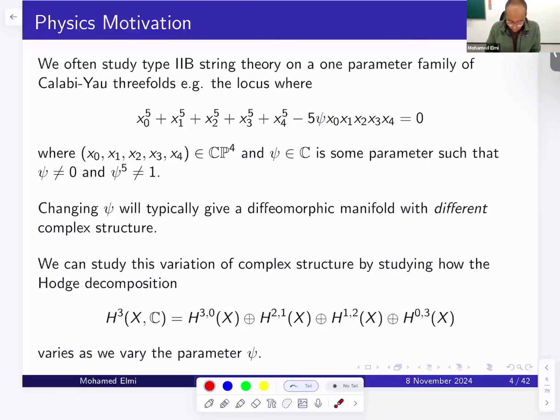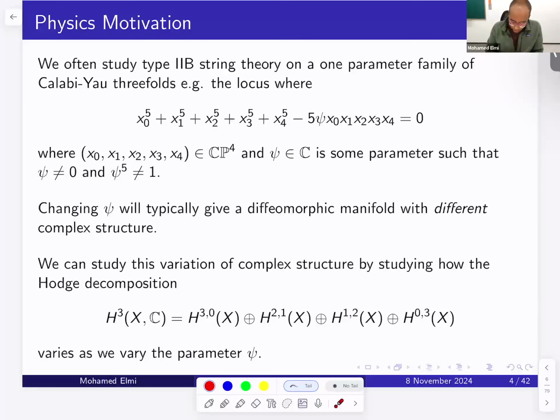So on a Calabi-Yau threefold, you have the third cohomology with complex coefficients, and this will have some Hodge decomposition. So if you think of de Rham cohomology, you take a differential form, and you can write it as a linear combination. If you have a one-form, you can write it as a linear combination of a holomorphic differential and an anti-holomorphic differential. And this idea carries on to the higher forms, and this eventually gives you a decomposition of your cohomology.